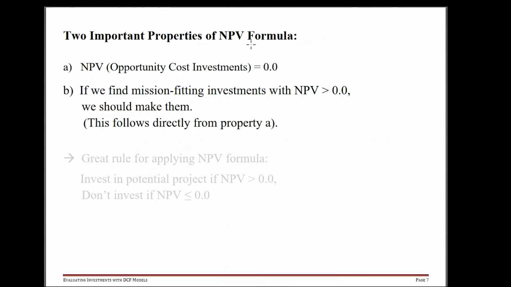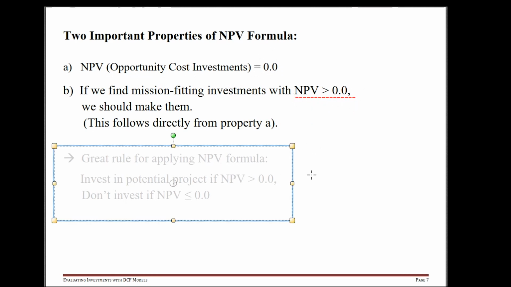So there are two important properties of the NPV formula. The first is that the net present value of opportunity cost investments is equal to 0. And I showed you how that worked in the notes for chapter 11, handout 11. And second is, if we find mission fitting investments, we're looking around, we're looking for projects. If we find one with an NPV that's greater than 0, we should do it, because if we don't do that, we put our money in our opportunity cost investment, we get an NPV of 0. We find something better, we get an NPV of more than 0. That's going to make us wealthier.